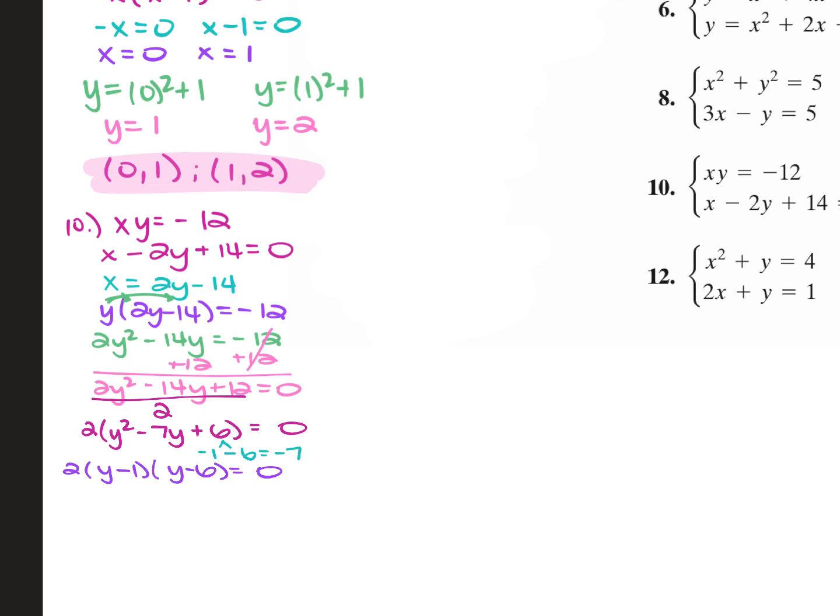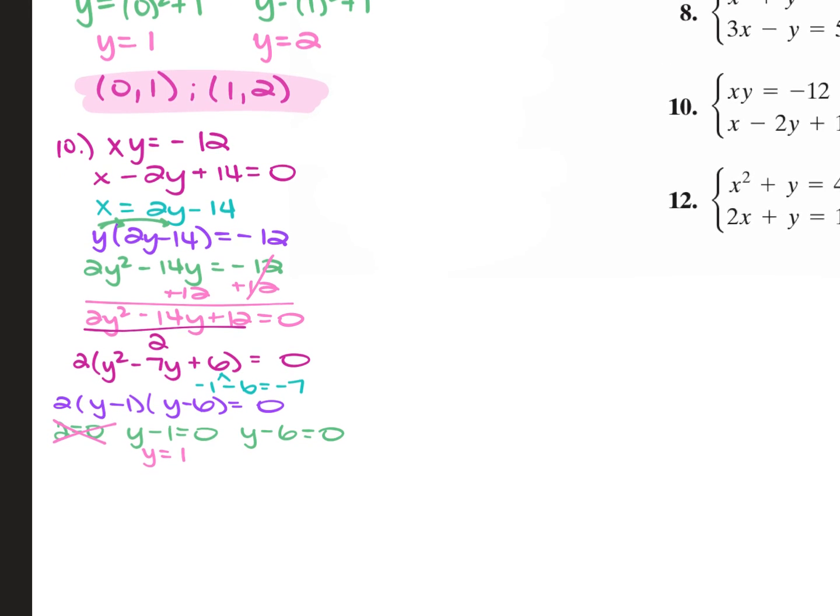From here, you're going to set every part equal to 0 and solve. So 2 is equal to 0, y minus 1 is equal to 0, and y minus 6 is equal to 0. 2 is not equal to 0, so cross it out, don't work with it. The y minus 1 is equal to 0, move your 1 over, you get that y is equal to positive 1. For y minus 6 is equal to 0, move your 6 over, you get that y is equal to positive 6. So once again, you have two solutions for one variable, not just one. So you have to plug them both in to solve for two separate x values.